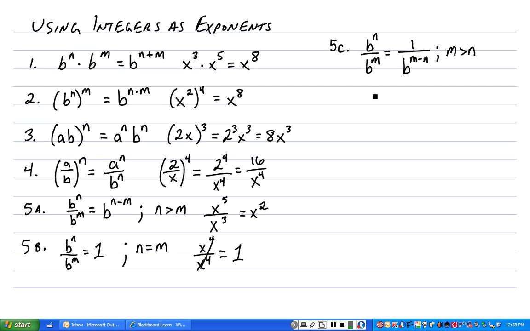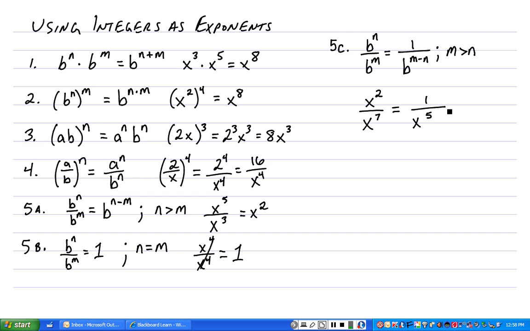Okay, so an example, x to the 2nd over x to the 7th. Alright, same base, both have the base of x. This x in the numerator is raised to the 2nd, x in the denominator is raised to the 7th. So you would say 7 minus 2, which would give you 5, but because your bigger exponent is in the denominator, you'd write that answer in the denominator, x to the 5th. So 1 over x to the 5th would be your answer.